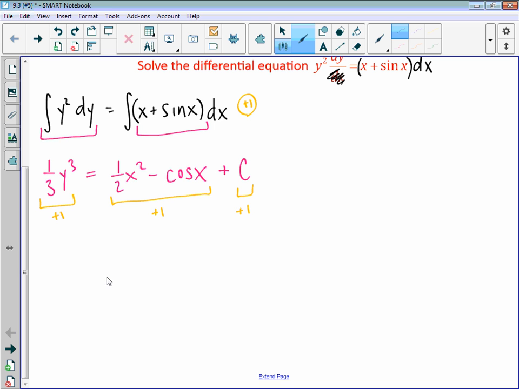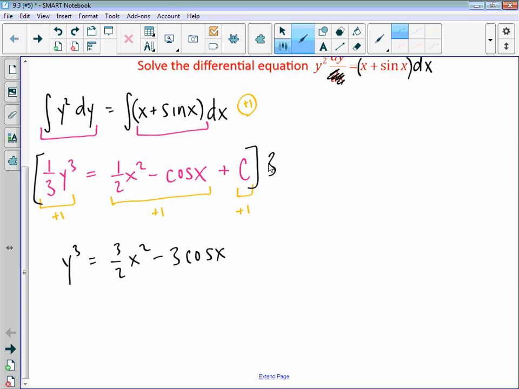And then the very last step would be to try to get the y by itself. Sometimes they don't award a point for that, and sometimes they do. So I'm just going to tell you to do it because you don't want to lose out on an easy point there. To get the y by itself, what would you probably do first? Times by 3. If you multiply everything by 3, what I've got is y cubed equals 3 halves x squared minus 3 cosine of x.